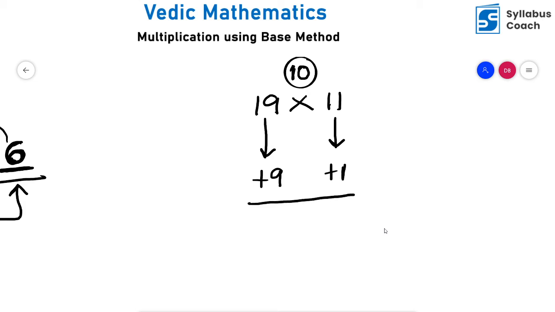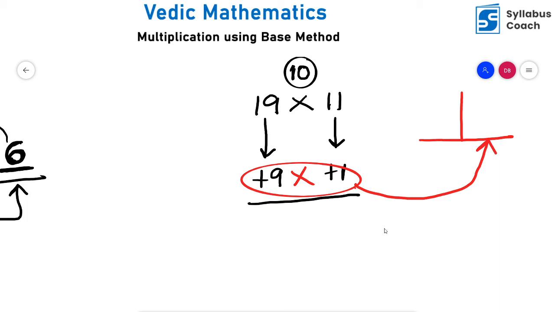Then what is the answer, students? The answer will be divided into two steps. The first step is multiplying these two numbers. When you multiply these two numbers, we will have 9 into 1. As it is a single base, which is 10, which has one zero, the answer will have only one digit on the right hand side. Therefore, it is just 9 into 1, which is 9.